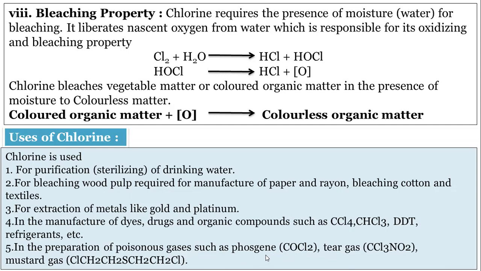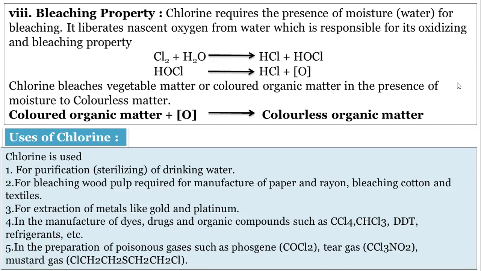So phosgene has the formula COCl2, then tear gas is CCl3NO2, and then mustard gas has the formula CH2CH2Cl, then sulfur and CH2CH2Cl. So you have to remember these formulas and names of the gases, because for 1 mark it can be asked in the examination, where the names are given: phosgene, tear gas, and mustard gas.